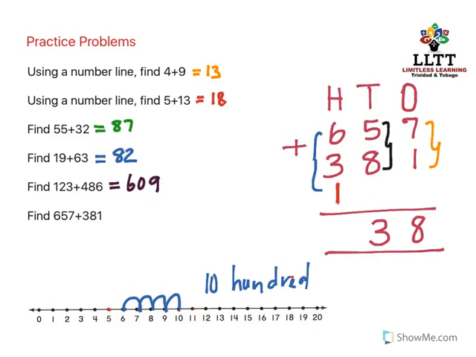I can't put the 10 under the hundreds section. So my 0 goes under hundreds. And my 1 now goes under a new column that has to be thousands. So 657 plus 381 is going to be equal to 1038.